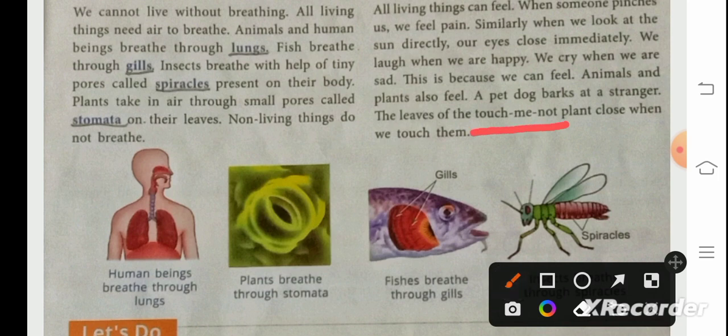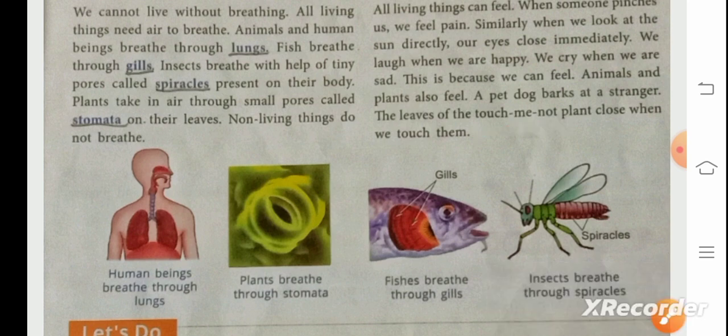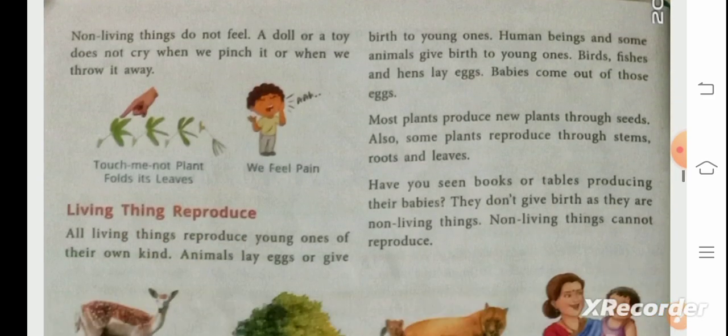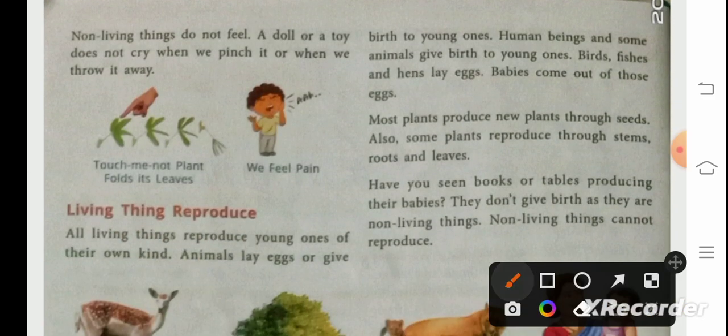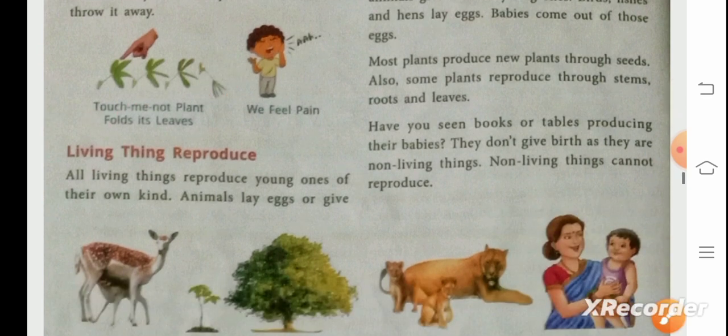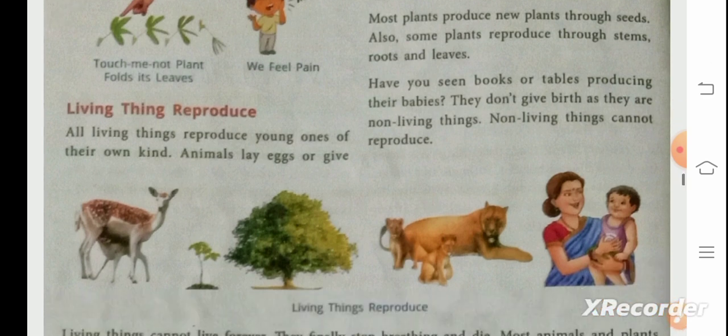The touch me not plant, when you touch it, it will close its leaves because it is having a sensation. A pet dog barks at strangers. Here they have given the touch me not plant. You can see here, after touching, it will start to close its leaves, because it is having a sensation. And see, look at him. He is crying.